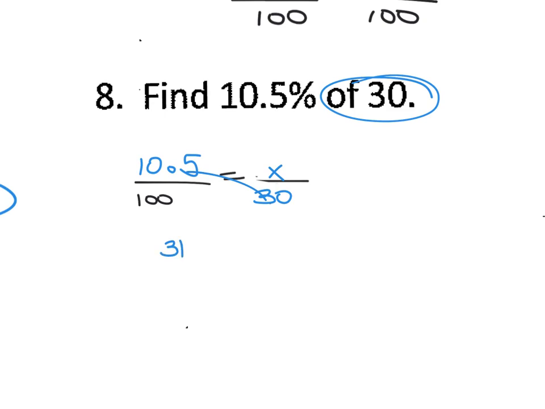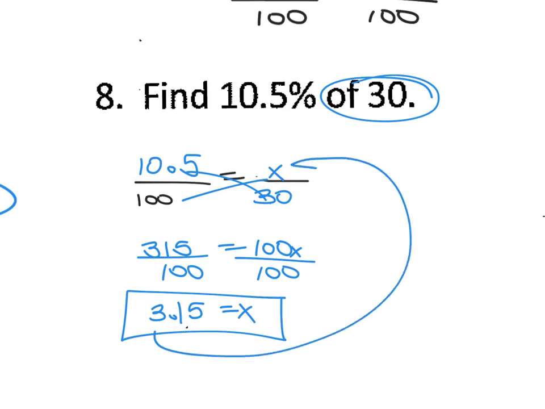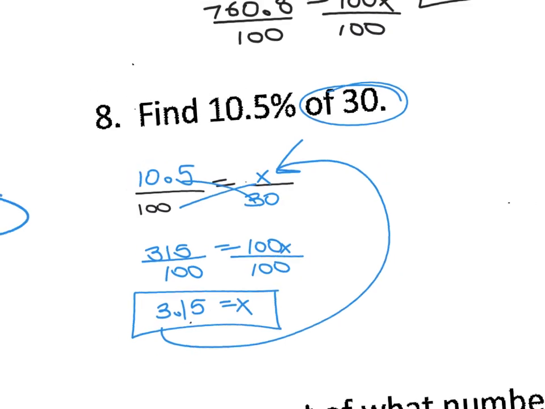10.5 times 30 is 315. My bad. I accidentally added in an extra decimal. 315. Now, 100 times x is 100x. And our answer, when we divide each side by 100, is 3.15. So what that means is that 3.15 out of 30 is the same as 10.5 out of 100.